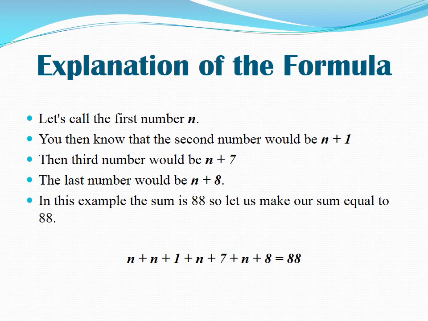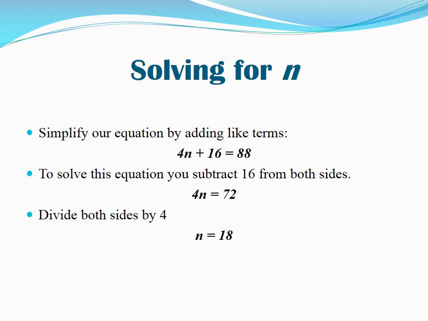In this example, the sum is 88. So let us make our sum 88. This is what our equation will look like now. n plus 1 plus n plus 7 plus n plus 8, which equals 88. Next, we will solve for n.